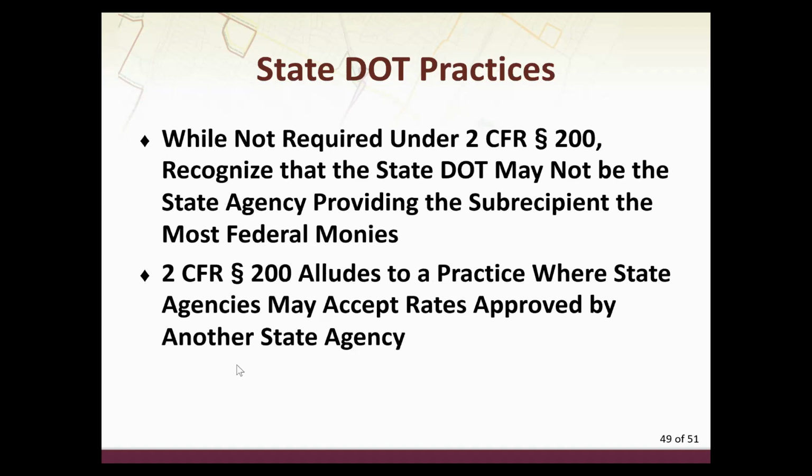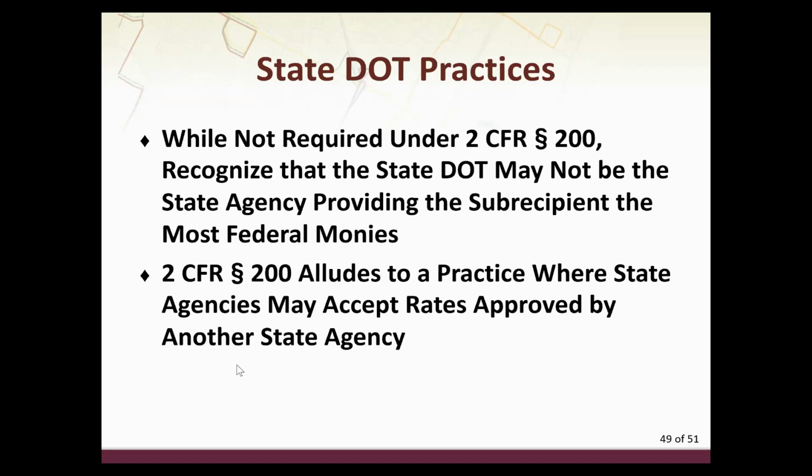The other thing that I would bring to the attention of the state DOT is that while there is no requirement, it is likely that for some of your subrecipients, you are not the primary provider of federal assistance to that organization. It may be a sister state department, such as a Health and Human Services department. And I believe it's a prudent strategy for a state DOT to play nice in the sandbox with sister state agencies. So if a sister state agency has reviewed, negotiated, and approved an indirect cost rate from one of your subrecipients, you should accept that rate. You are permitted to do so.